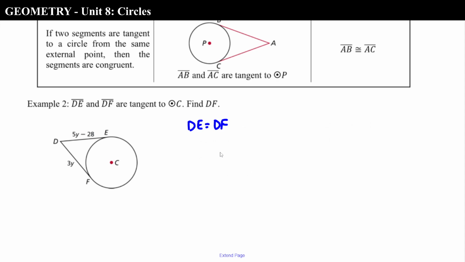So the length of DE is 5y minus 28. The length of DF is 3y. So we subtract 3y from each side, add 28 to each side, and then divide by 2, and you get y equals 14. So to find DF, we know that DF is 3 times y, so that's 3 times 14. So DF is going to be 42.